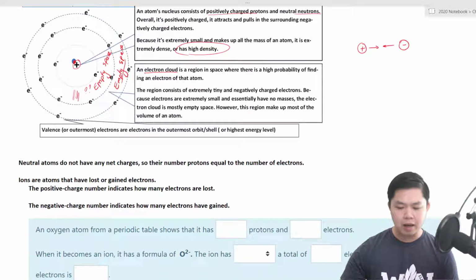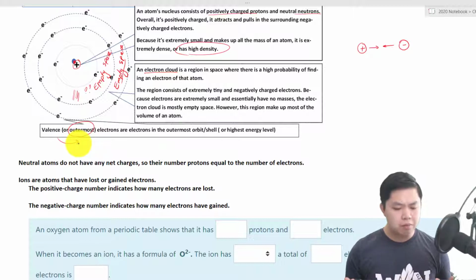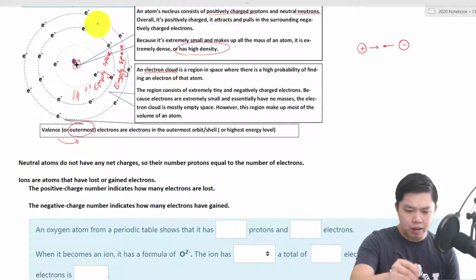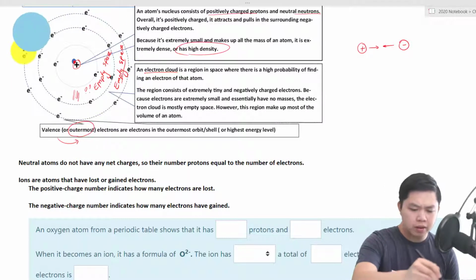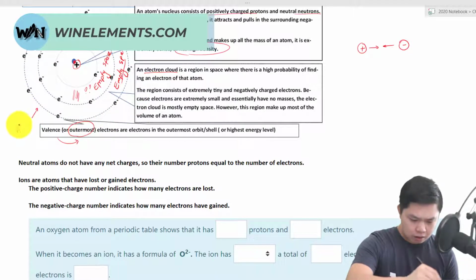Now let's go down and look at another factor, and this is called valence, or outermost. So the word valence is basically outermost. What does outermost mean? Well, you look at this electron right here. They are located in specific rings. This ring is the outermost ring.